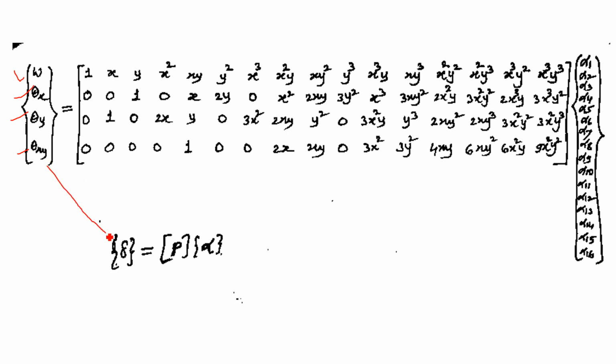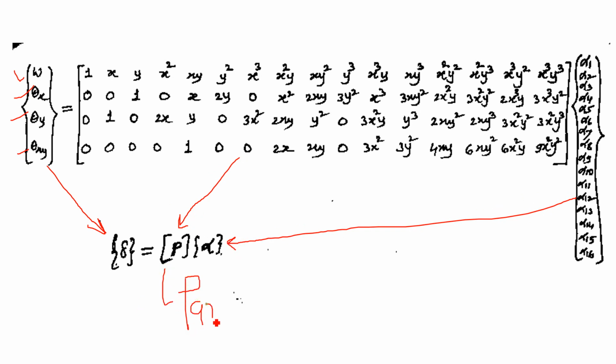So this matrix is called the delta matrix, and this matrix is called the parametric matrix, and this is the alpha vector. Already we discussed the parametric matrix in the previous class for the 12 degrees of freedom plate bending element.